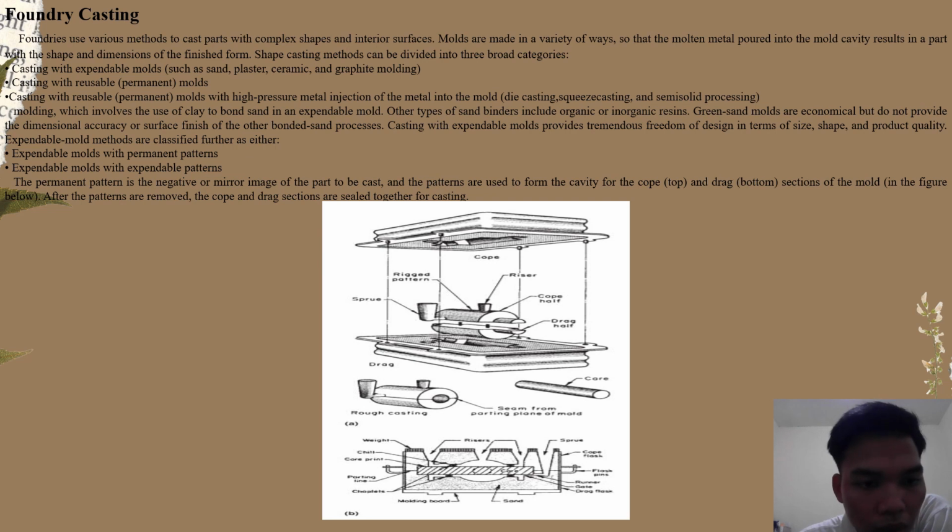Expendable mold methods are classified further as either expendable molds with permanent patterns or expendable molds with expendable patterns. The permanent pattern is a negative mirror image of the part to be cast, and the patterns are used to form cavities for the cope, or top, and the drag, or bottom section, of the mold in the figure below. After the patterns are removed, the cope and drag sections are sealed together for casting.